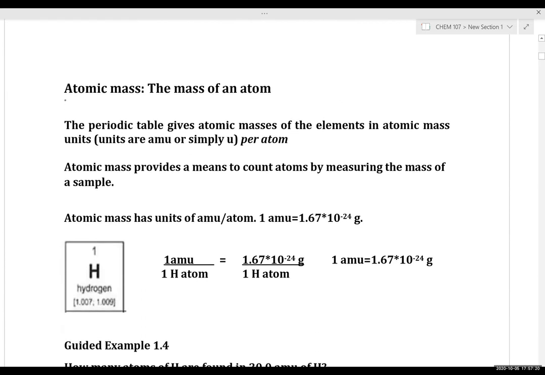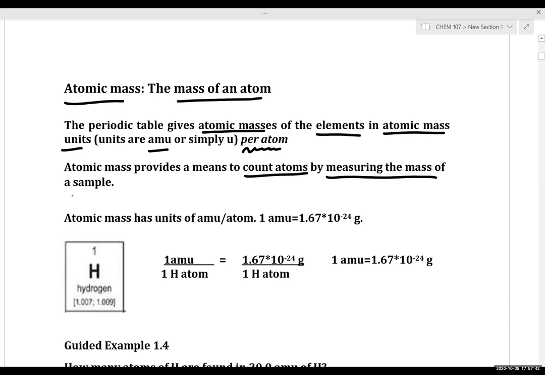Well, atomic mass is strictly defined as the mass of an atom. The periodic table gives the atomic masses of the elements in atomic mass units, or AMU, per atom. This is the mass of a single atom. Atomic mass provides a means to count atoms by measuring the mass of a sample. So atomic mass has units of AMU per atom, where an AMU represents a very, very, very small number of grams.